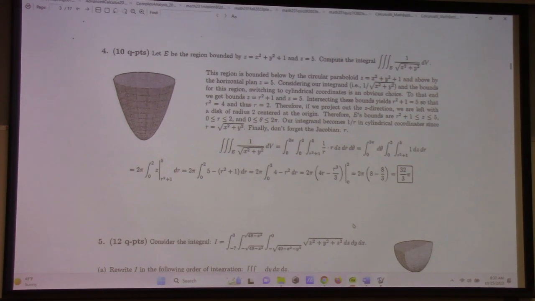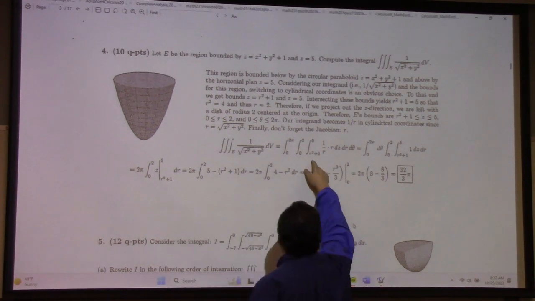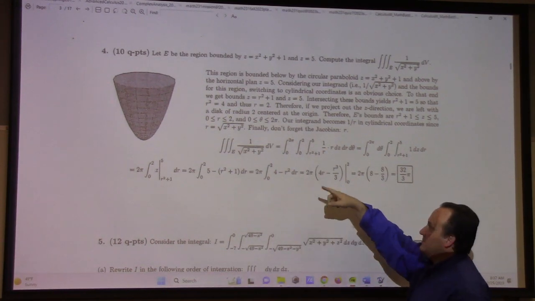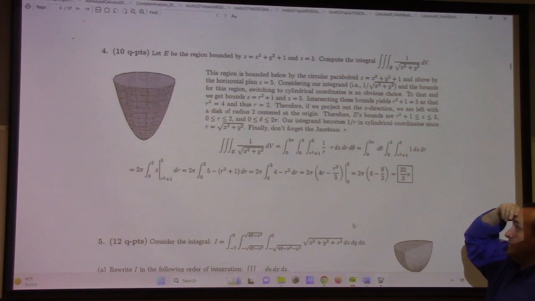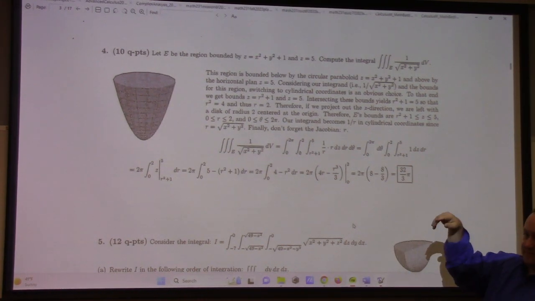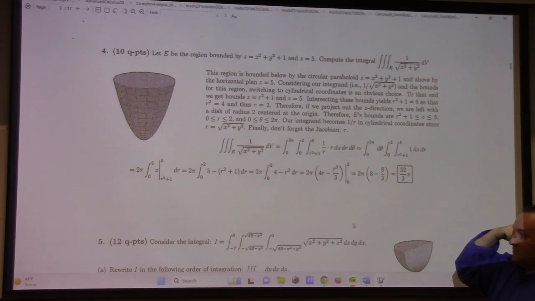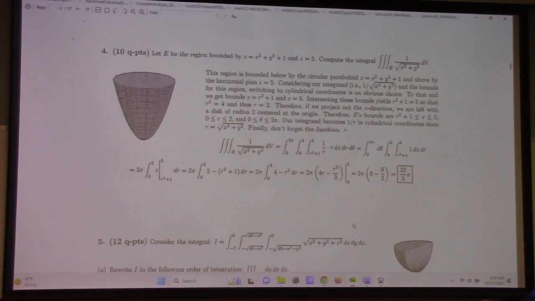This one pretty much just yells at you, use cylindrical coordinates, right? So in cylindrical coordinates, z is going from r squared plus 1 to 5. r squared plus 1 is the bottom, 5 is the top. The radius is sweeping from 0 to 2. 2 is the biggest it gets at the intersection of the paraboloid and the plane, which happens at r equals 2. And theta, there's no dependence on theta, so we do a full sweep of theta.